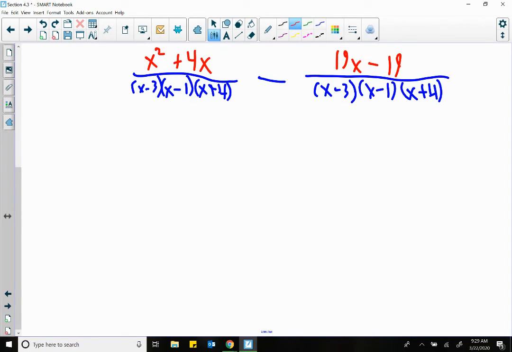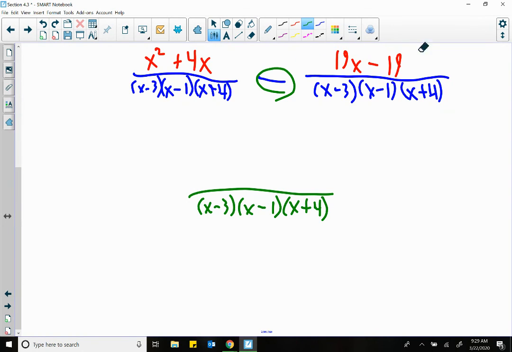So now all we're going to do is combine like terms. So our denominator stays as x minus 3, x minus 1, x plus 4. Again, be wary of the subtraction. It changes everything in here, so hopefully you caught that when you were going through. The other thing that you can do, since you know that it changes everybody, you can just turn this into a plus now and change these signs. The positive 19 becomes negative. The negative 19 right there becomes a positive. So you can do that too.